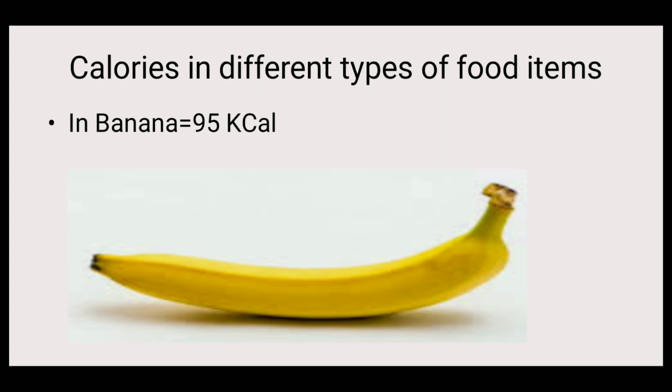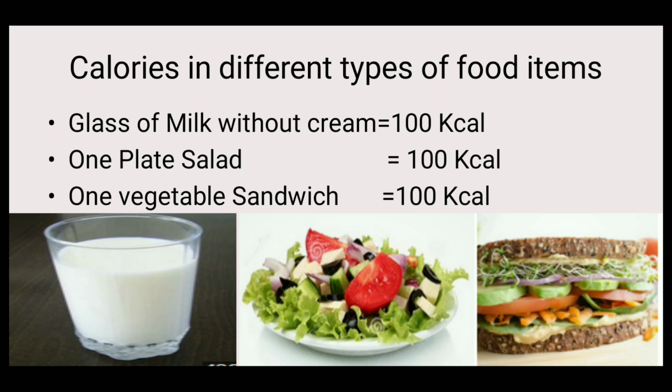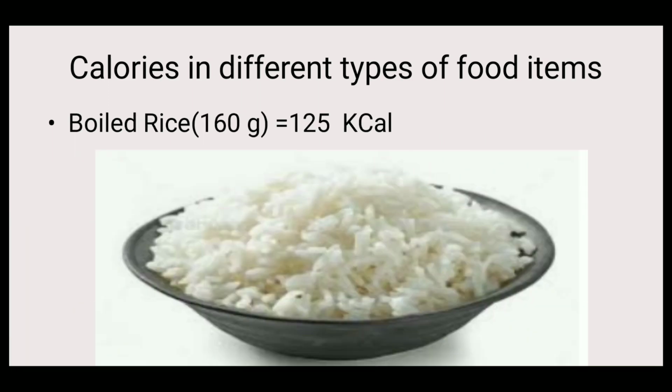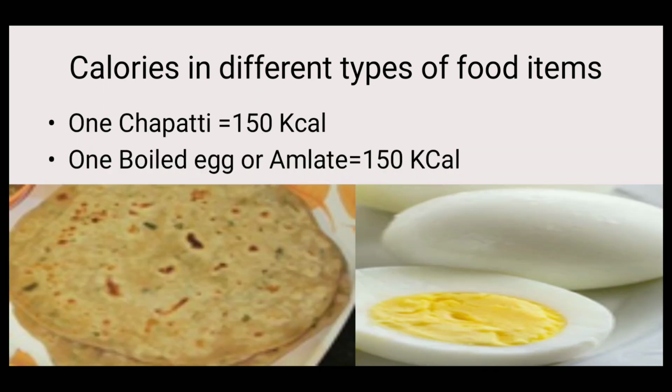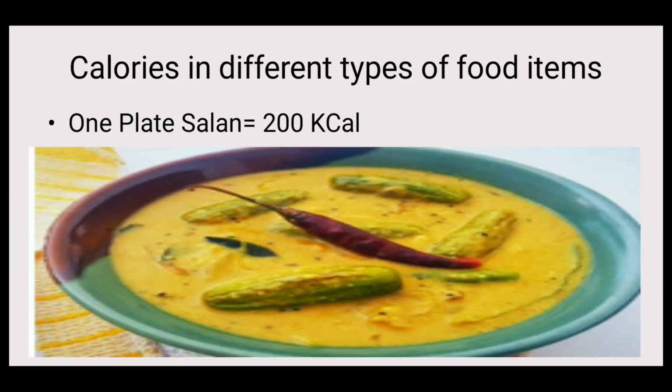And if she wants to take a glass of milk, then we should tell her that a glass of milk without cream contains 100 kilocalories, and 1 plate of salad contains 100 kilocalories. 1 vegetable sandwich contains 100 kilocalories. If she likes to take boiled rice, we should tell her that it contains 125 kilocalories. And 1 chapati contains 150 kilocalories. 1 boiled egg or omelette contains 150 kilocalories.